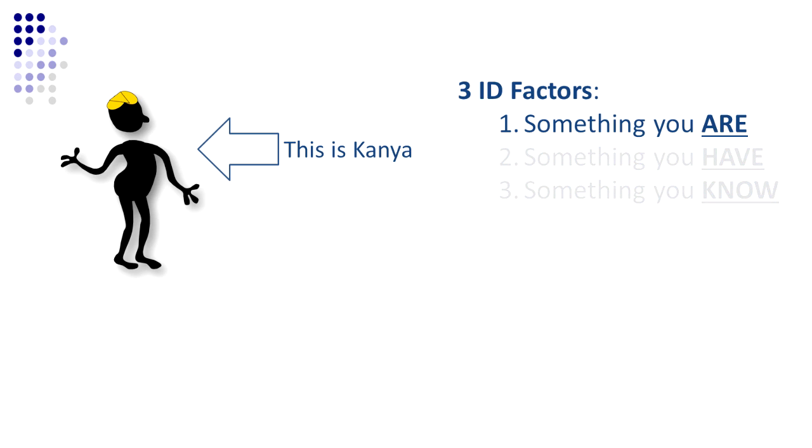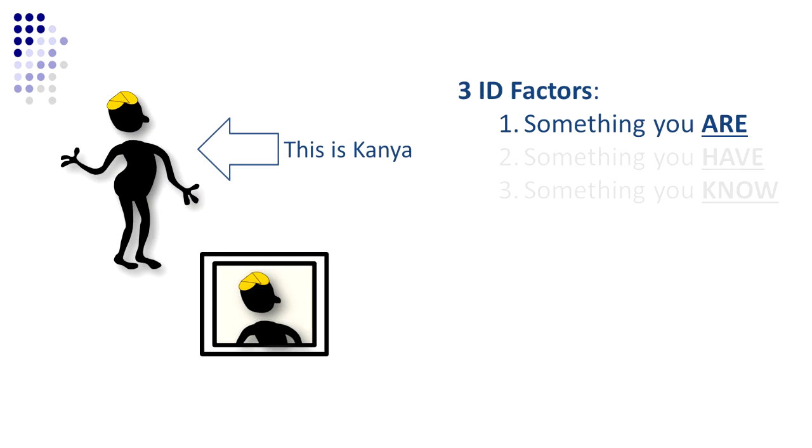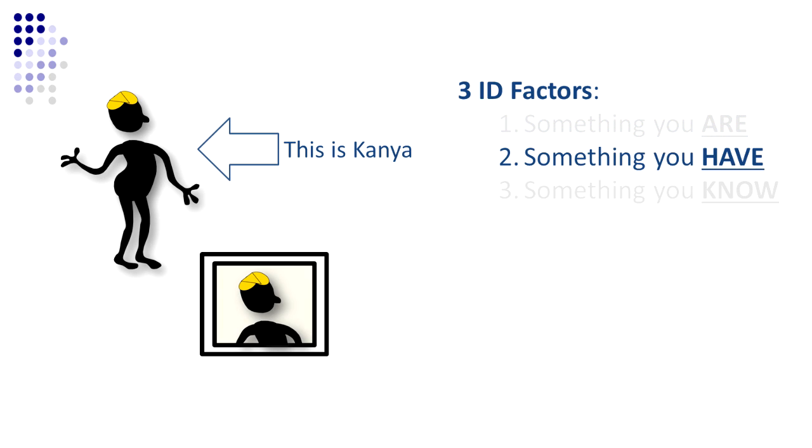The first of the 3 ID factors is biometrics. A biometric identifier is something unique about a person's physiology. This can be something relatively simple to capture and store, like a photo, or something more sophisticated and technically challenging, like a fingerprint or even an iris scan. Even a person's signature is an example of a biometric. It's based on the premise that only Kanya can reliably replicate Kanya's signature. The next ID factor is typically referred to as a wallet ID.